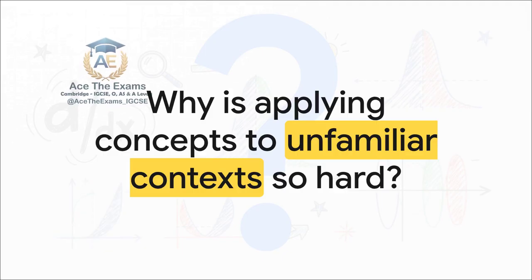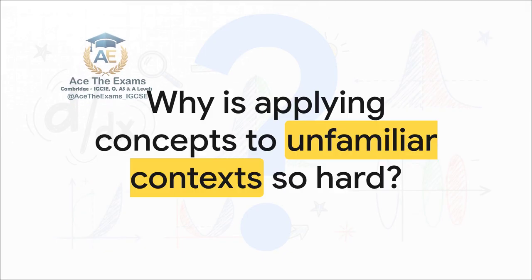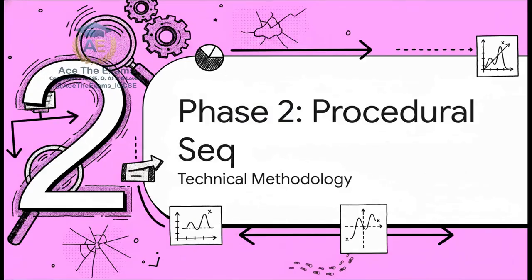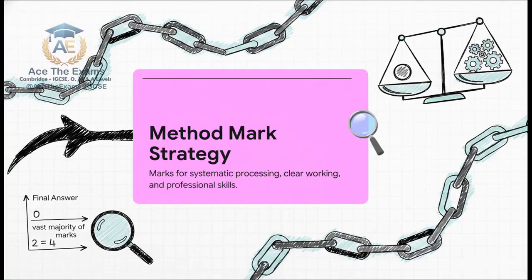They drop all the structural marks before they even pick up their calculator. We need to fix that reflex right now. Moving into Phase 2, procedural sequence, technical methodology and process. Okay, let's map out the exact forensic methodology you need to secure your method marks.